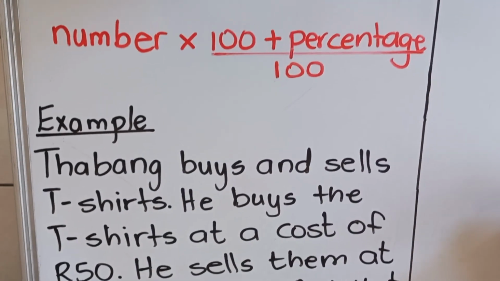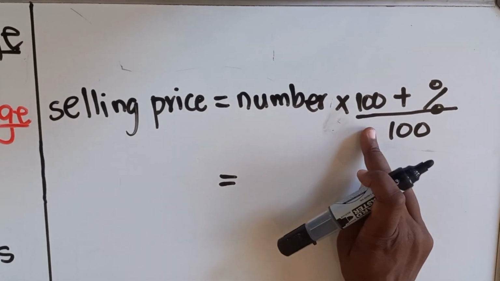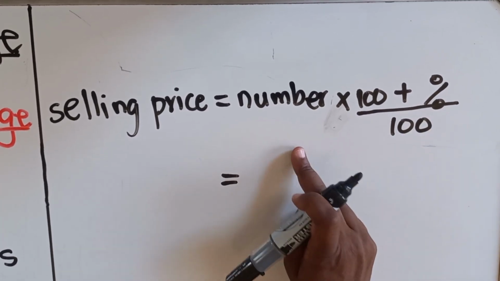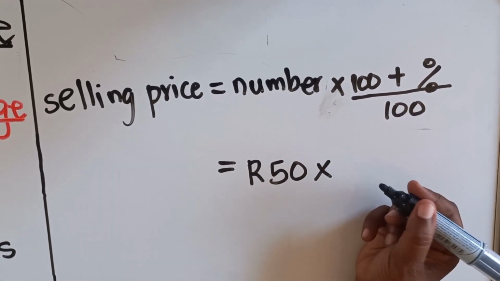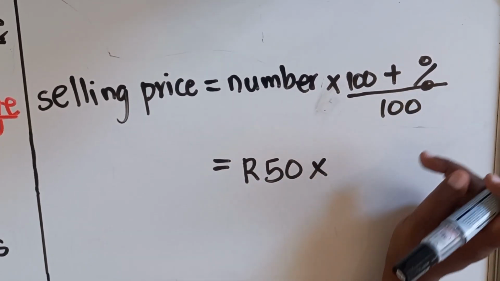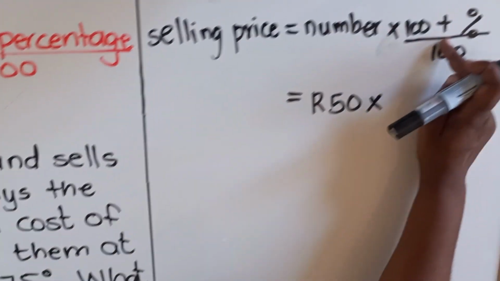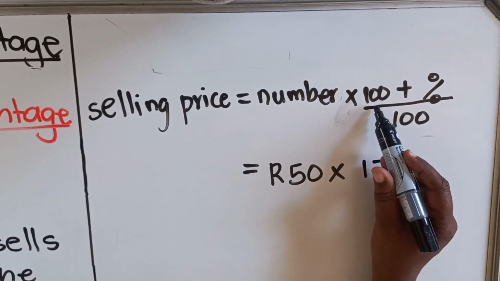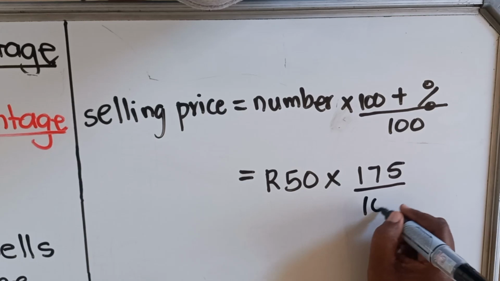We're going to start by writing the formula. The selling price is the number multiplied by 100 plus the percentage they've given you, divided by 100. The number, or the amount of the t-shirts, is 50 rands, multiplied by the formula, which is 100 plus percentage. Let's look at the question. They said the profit percentage is 75%. So you don't have to write 100 plus 75, you can just write 175. You have actually added the 100 plus the percentage from the question. And then you divide that by 100.